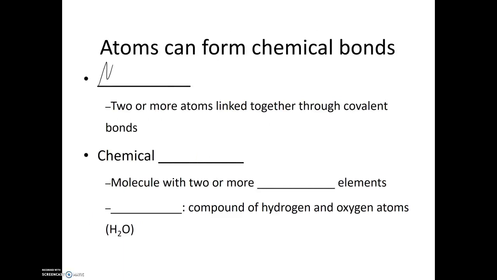A molecule is defined as two or more atoms linked together through covalent bonds. A chemical compound is a molecule with two or more different elements.